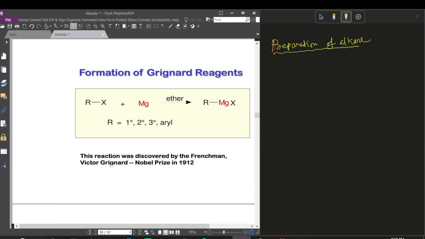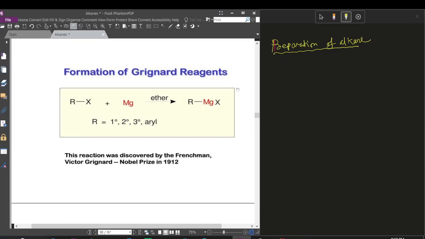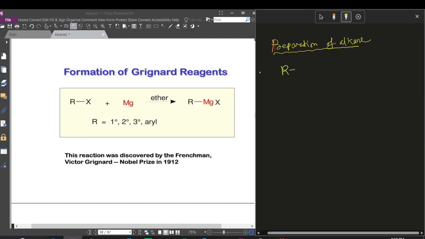So now we see the formation of Grignard reagents. For the formation of Grignard reagent, we need alkyl halide, which is RX, and we need to add magnesium in the presence of ether. So this will form RMgX. This is called the Grignard reagent.